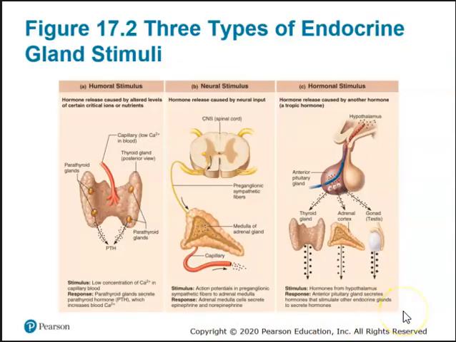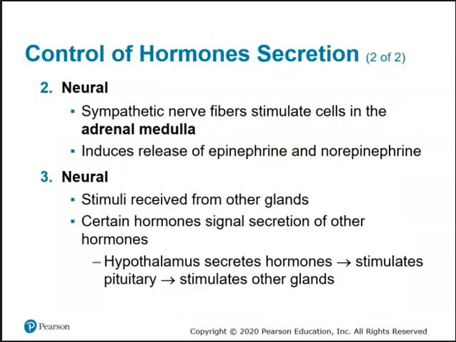So here are the three types of endocrine stimuli. You have humoral stimulus, neural stimulus, and hormonal stimulus. So let's go back actually to this slide. This third one should say hormonal stimulus. Sorry about that, that's a typo. So third, let me cross that out. This should say hormonal stimulus control. Hormonal.